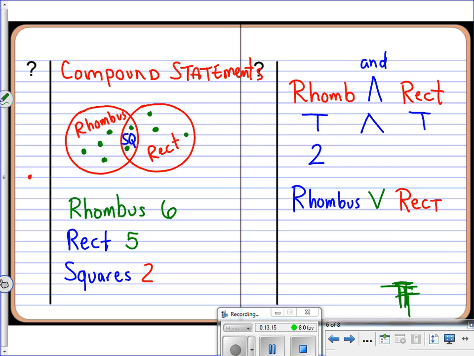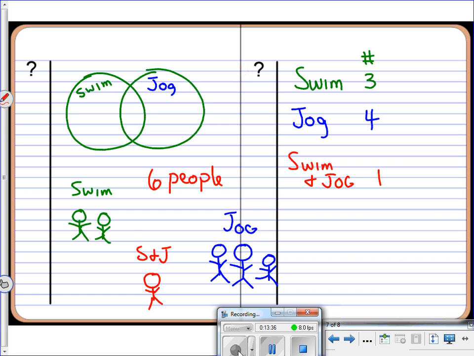Now, how about this one that's in the very middle, not the one that's waving around in the rhombus area? Well, that's a rhombus, and it's a rectangle, and that's totally true. This would be a true rhombus and a true rectangle, so that would still count. So, from my calculation, there are 9 shapes that are either a rhombus or a rectangle.